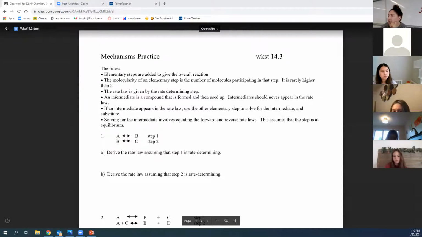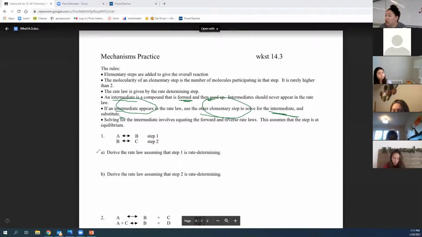All right, and an intermediate is a compound that's formed and then used up. That's why, if it was a Hess's law problem, I'd cancel it. But in this case, it's not considered an intermediate because it wasn't made in the first step and then eaten up in the second step. If an intermediate appears in the rate law, use another elementary step to solve for the intermediate and substitute.